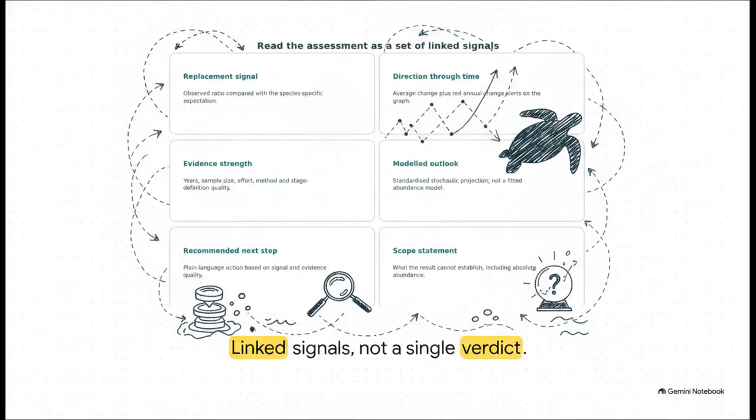Probably the most common mistake people make here is looking for just one single magic number to give them a definitive answer. You just can't do that. You really have to read the assessment as a set of linked signals. A single percentage is never a standalone verdict. You have to look at the replacement signal, combine it with the direction through time, the strength of your evidence, and the modeled outlook to truly understand what's actually happening out there in the water.